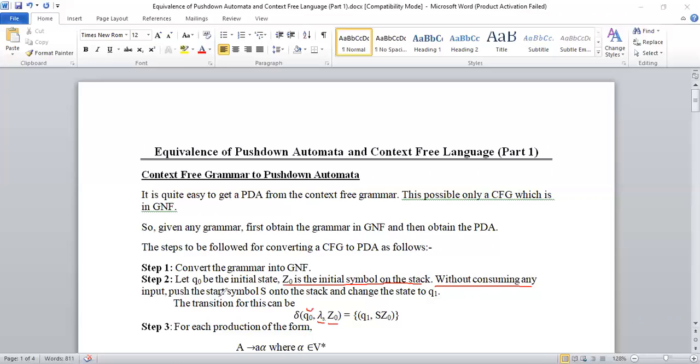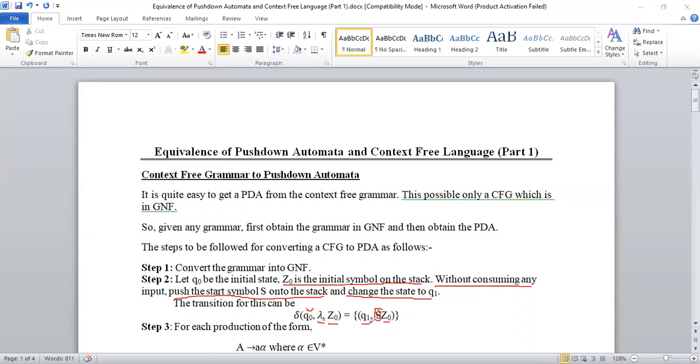Now push the start symbol, that is S, onto the stack. So Z0 is already within the stack, and S is to be pushed onto the stack. So S is now in the stack, right? And change the state to Q1. So Q1 comma Z0.